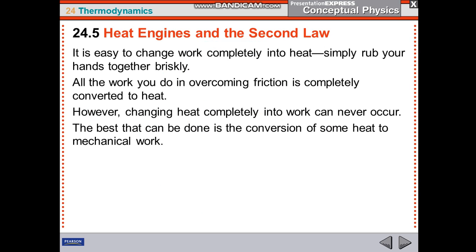It's easy to change work completely into heat. Simply rub your hands together briskly. All the work you do in overcoming friction is completely converted to heat. So you learned already that it is difficult to completely convert heat into work, but it's easy to convert work completely into heat.